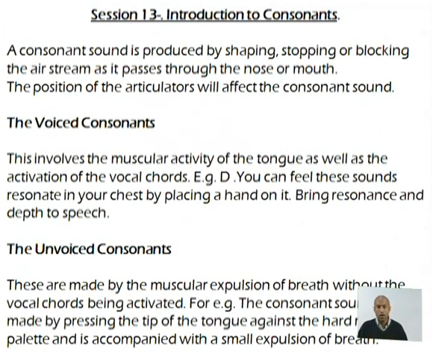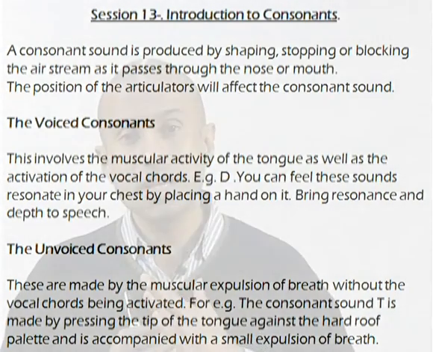D. And unvoiced consonants are what? Means they're not said? No. Unvoiced consonants are made by the muscular expulsion of breath without the vocal cords being activated. Now what does that mean? Activated? Of course, vocal cords have to be activated to produce a sound, but they are not vibrated. For example, the consonant sound t, the written T. Yes, the written T. T, t.